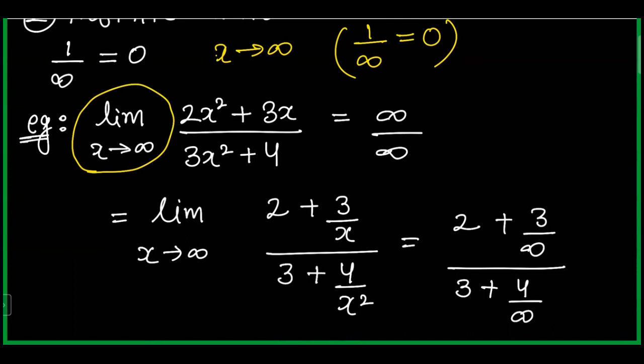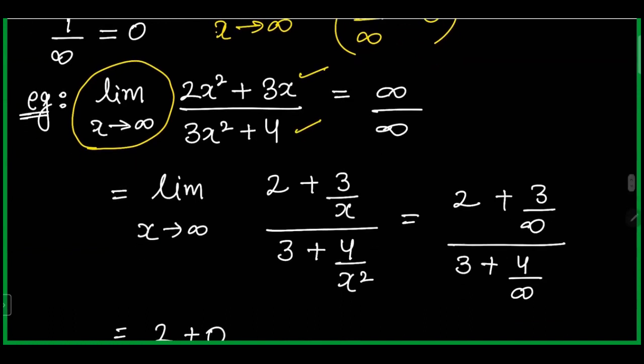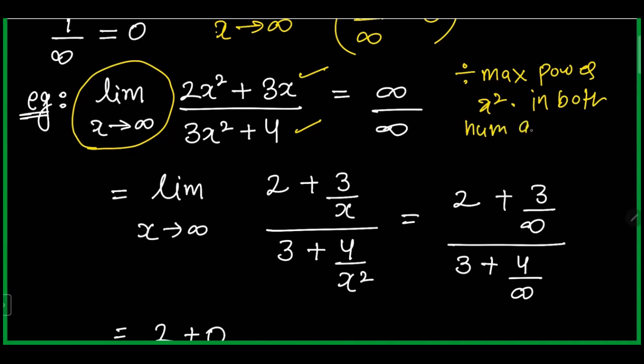How can I bring x into the denominator? What I can do is divide numerator and denominator by x square. Whatever is the maximum power, let's say your maximum power here is x square, divide it in the numerator as well as in the denominator. This is always a rule. So divide the maximum power, in this case x square, in both numerator and denominator. Always follow this rule whenever your limit is infinity.